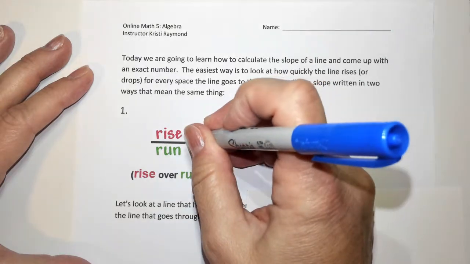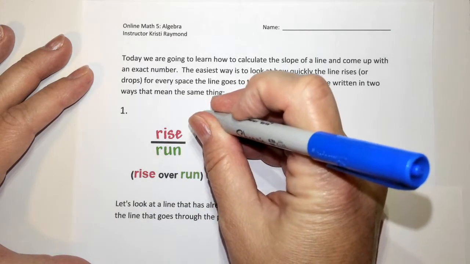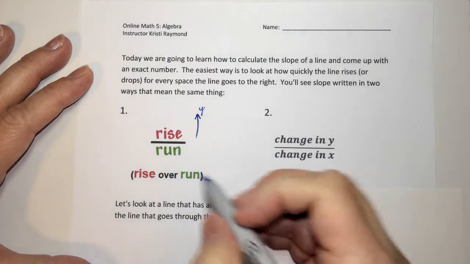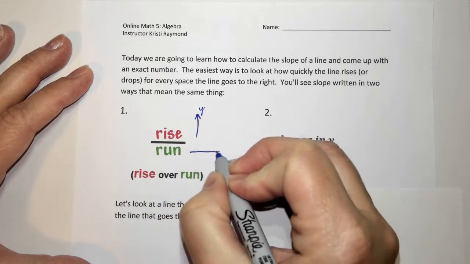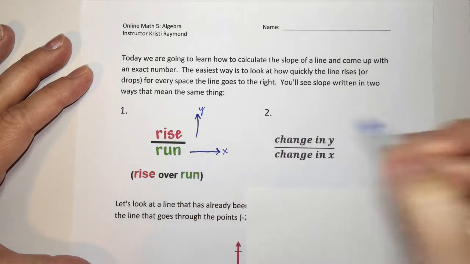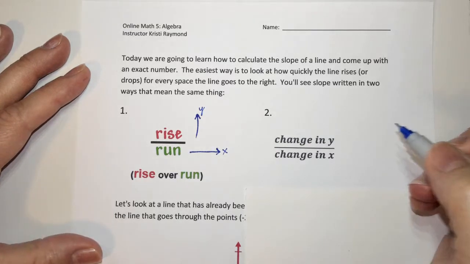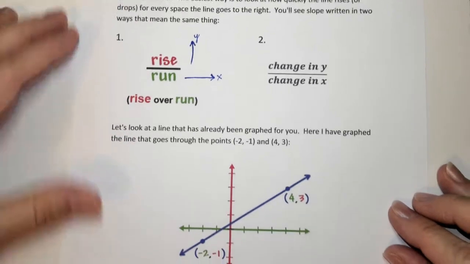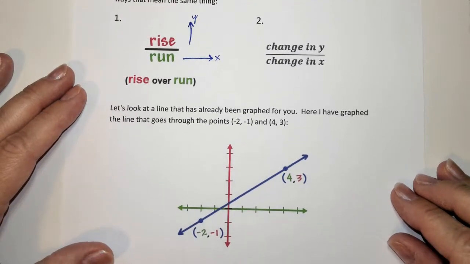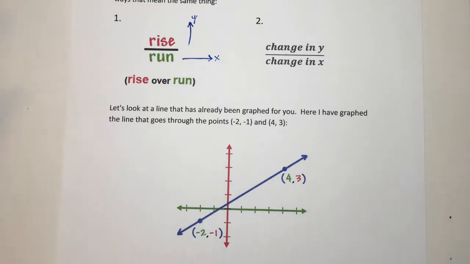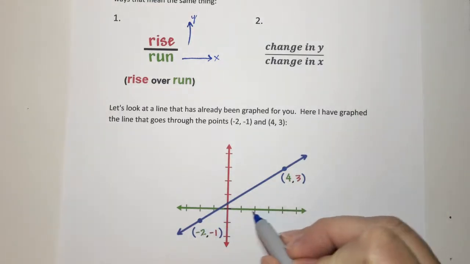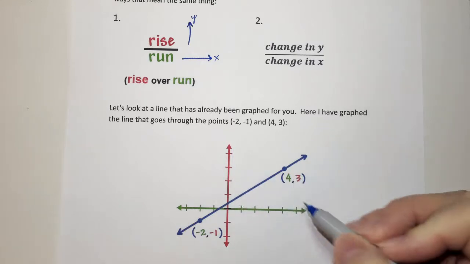When you talk about how much the line rises, you're talking about the vertical displacement, which would be the change in y. When you talk about how much the line runs, you're talking about the horizontal displacement, which would be the change in x. Well, let's get some examples so it's not so confusing. Here's a line that has already been graphed for you. This line goes through the points -2, -1, and 4, 3. Here's -2 and -1, and here's 4 and 3.